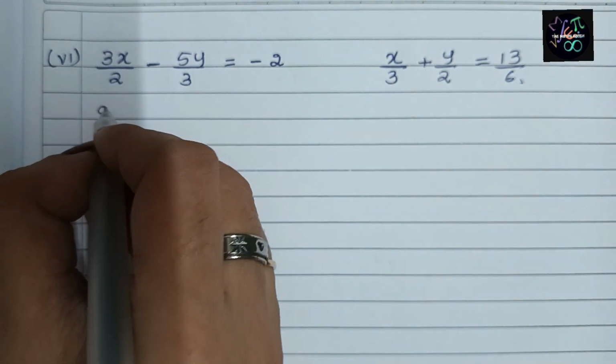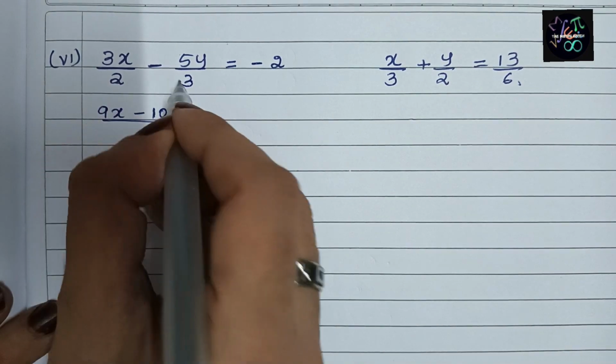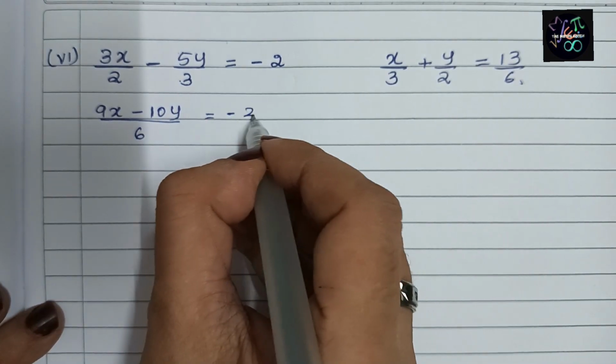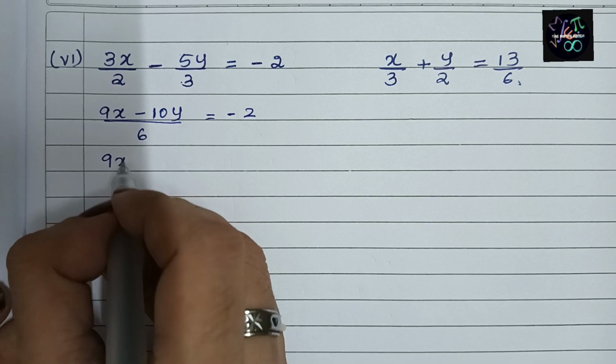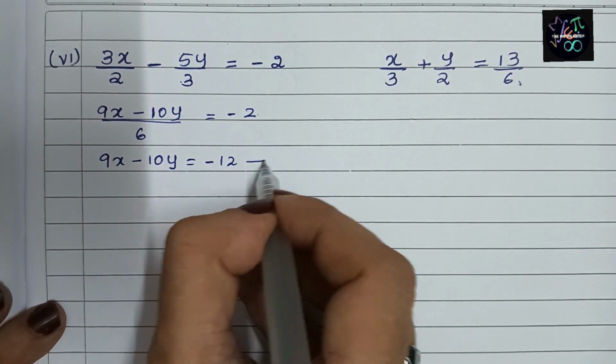3 3s are 9x minus 2 5s are 10y upon 2 3s are 6 is equal to minus 2. Now 9x minus 10y is equal to minus 2 6s are 12, minus 12. This we got as equation 1.